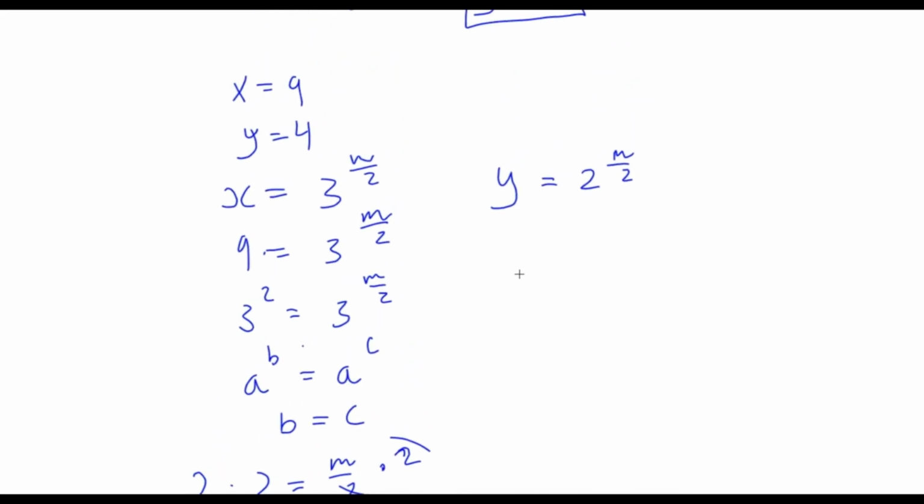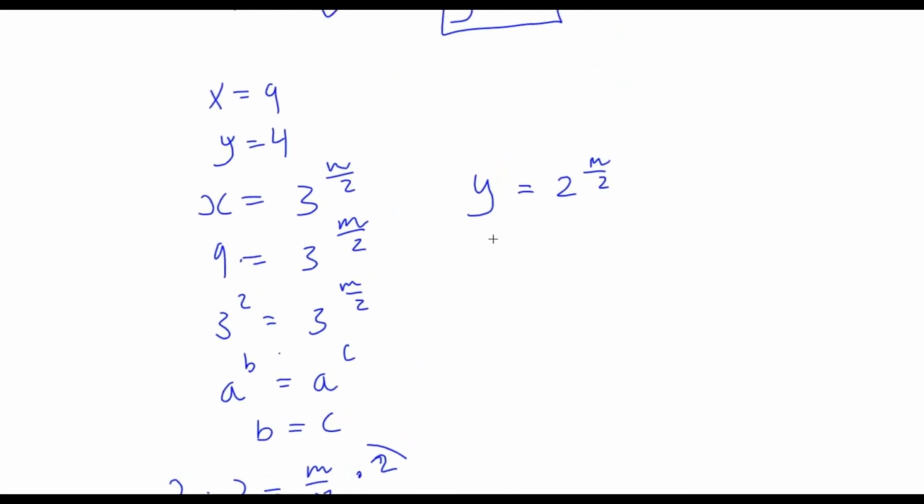Now let's see if we get the same answer for our second equation. We have y equals 2 to the power of m over 2. Remember, y is equal to 4. So now we have 4 is equal to 2 to the power of m over 2. Now 4, this is the same thing as 2 squared. So we have 2 squared is equal to 2 to the power of m over 2.